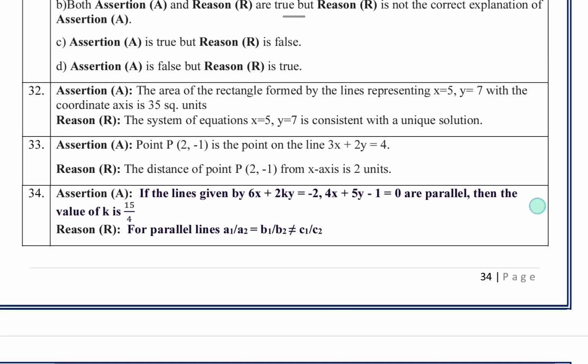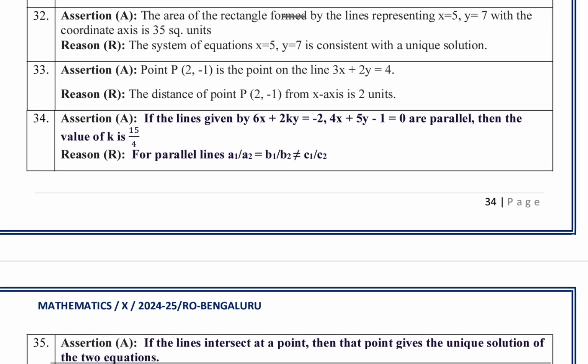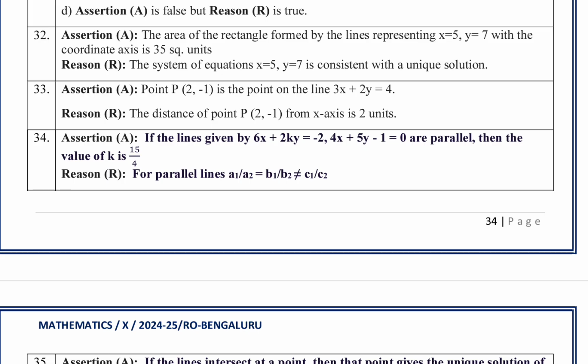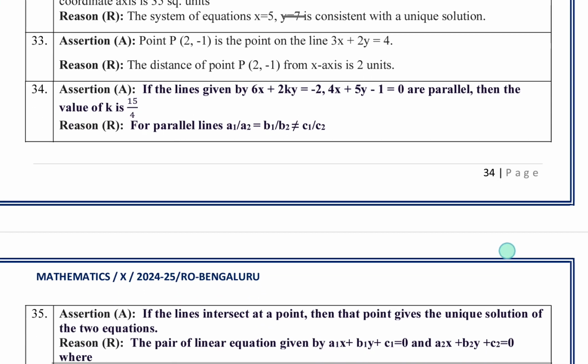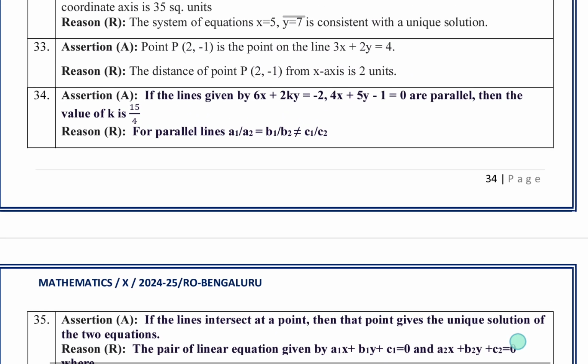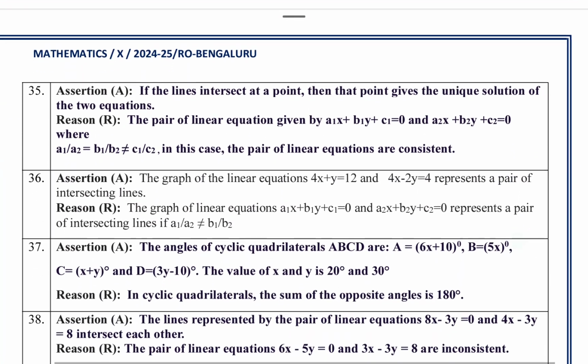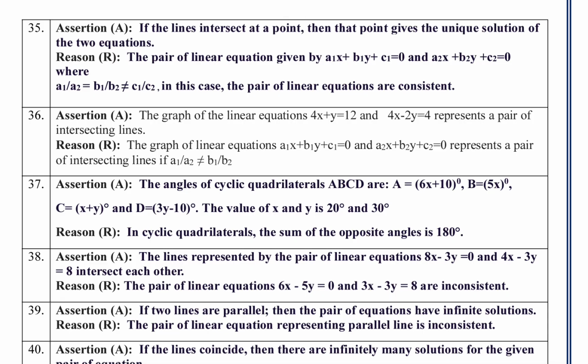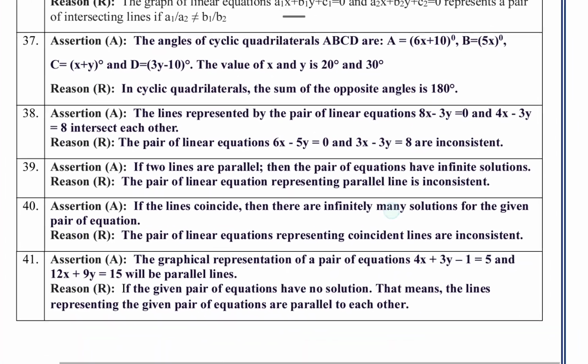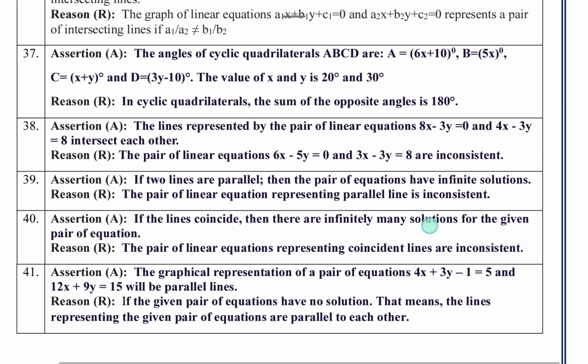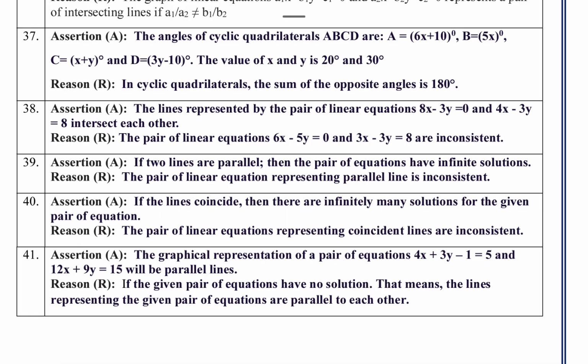Some assertion and reasoning questions are given from 32. You can pause the video and study these questions, very very important. Most important questions are given. You have to read the question and answers, that's all. Is it correct or wrong? I hope that from these questions, 24 to 41, you can get the most repeated questions in this section that we discussed. It is very very important.